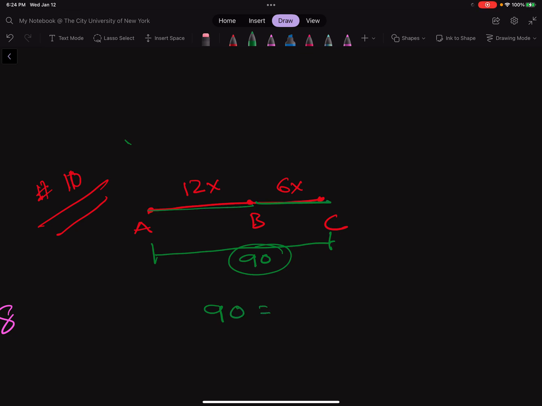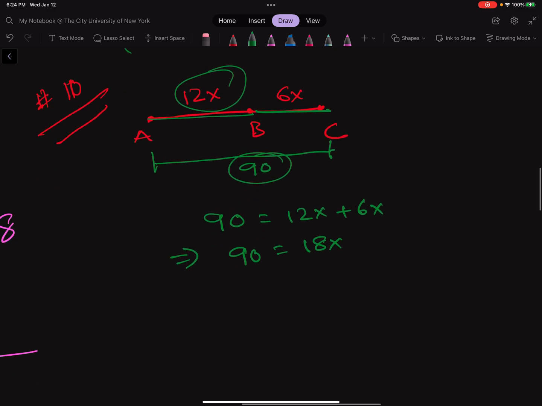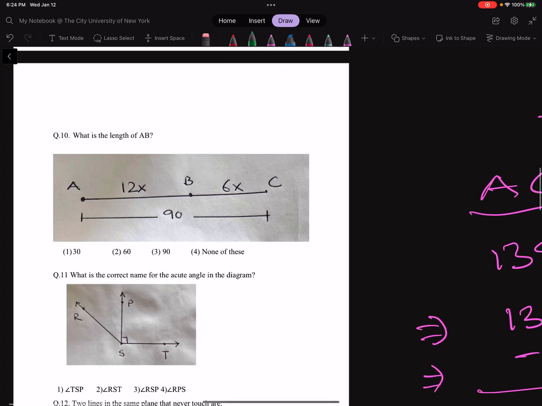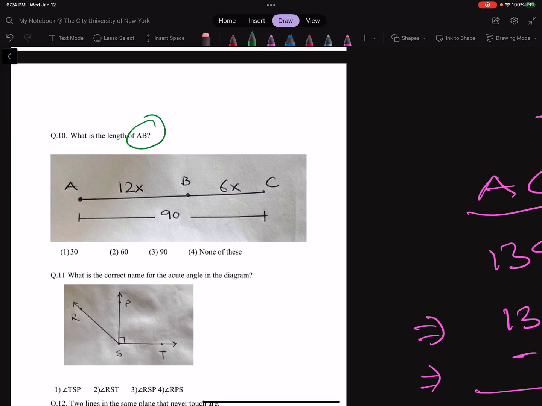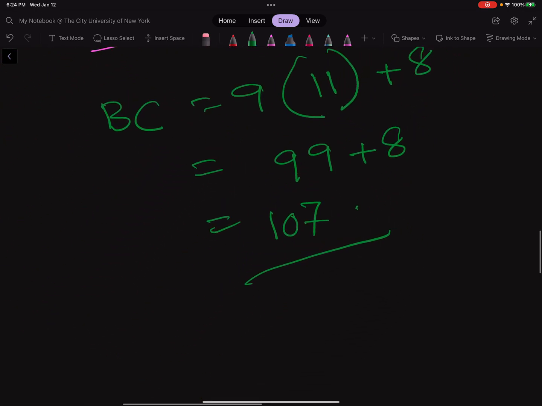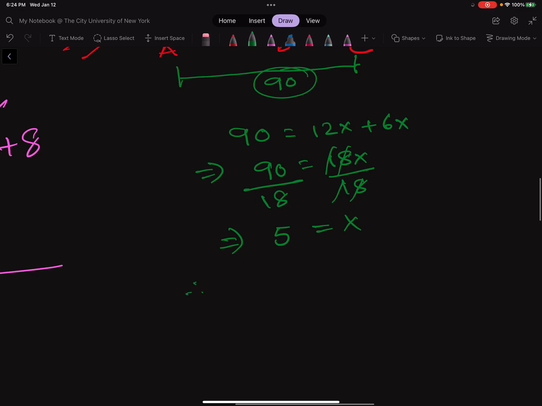You may not even need to write it, since you have everything. AB plus BC gives you AC. So it's 12x and the other one is 6x, so you get 90. And this gives you 18x, okay? And now you're almost there. So x is 5, since 18 cancels out. Now what do they ask for? They ask for the length of AB. So AB is 12x. So you have your x. Therefore, AB is 12 times 5, so you get 60. All right? That's it.